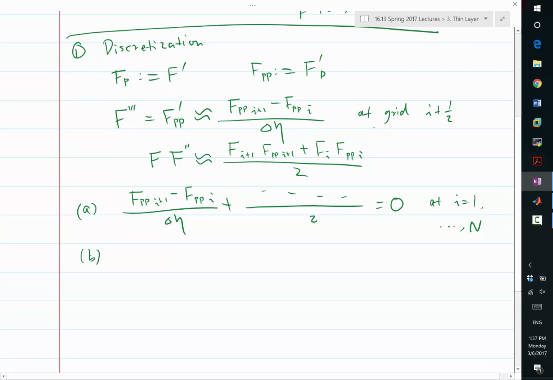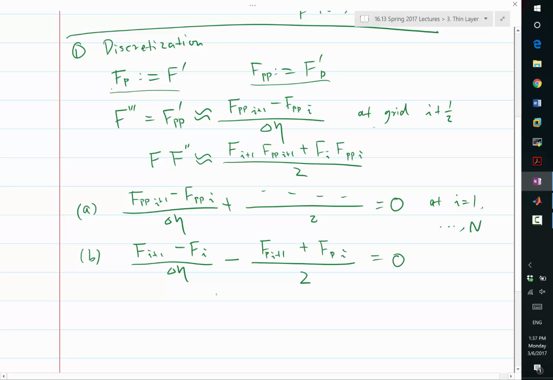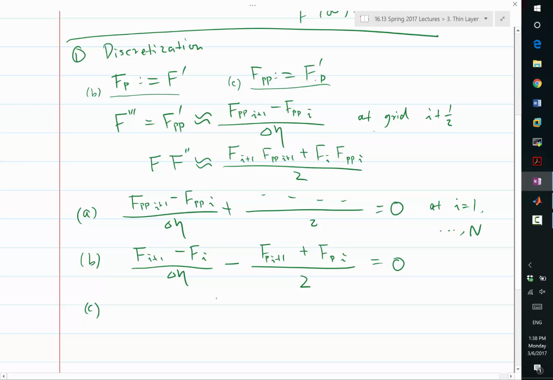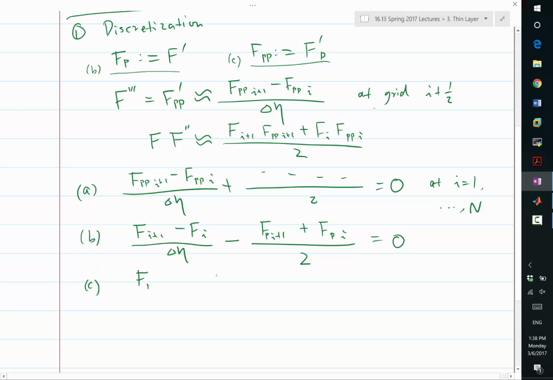And the second and third equations are just copying these definitions. For example, the second equation is going to be f at I plus 1 minus f at I divided by delta eta. That's an approximation of f prime. It has to equal fp, which I write as subtract fp, also at grid point I plus half. So fp at I plus 1 plus fp at I has to be 0. This is an approximation to this equation. I'm just going to write this as b, and this equation I'm just going to write as a. All right, so equation c is practically the same as equation b, but instead of f, we have fp, and instead of fp, we have fpp.